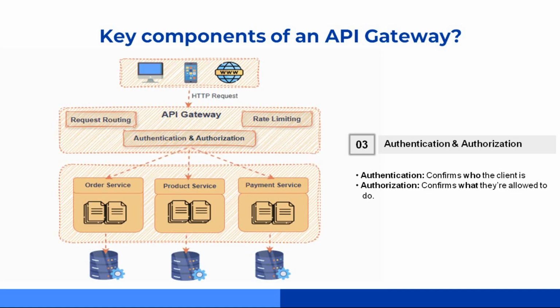The API gateway first validates that token, that's authentication. Then it reads the user's role from that token and says, alright, only if the role is admin can you access the /users endpoint. So authentication checks who you are and authorization checks what you can do.